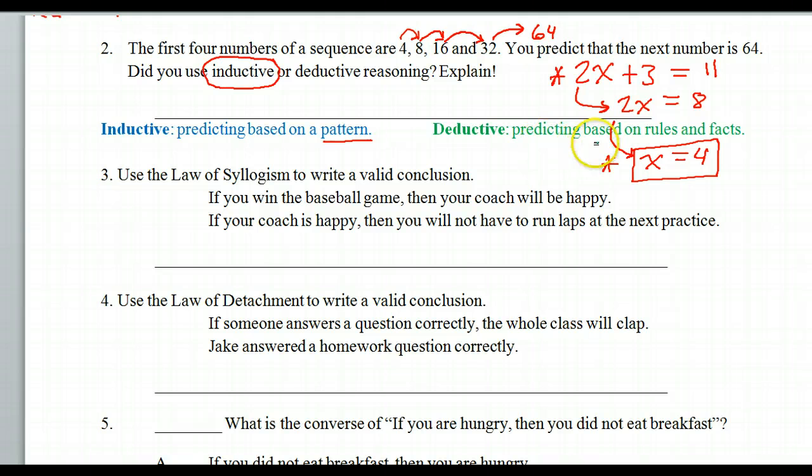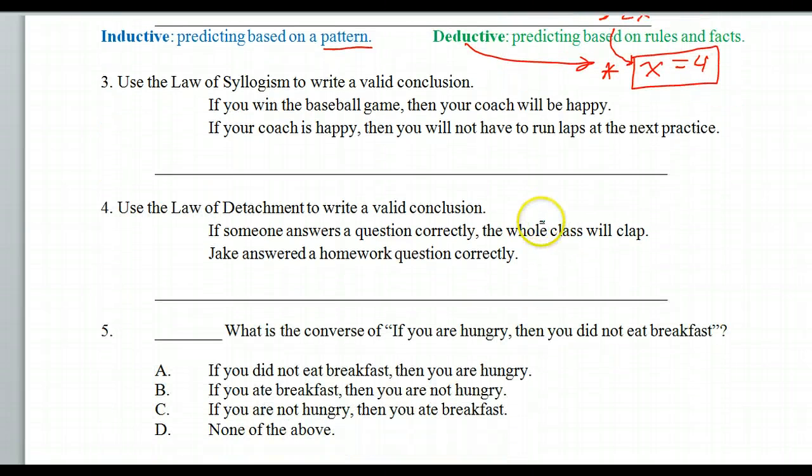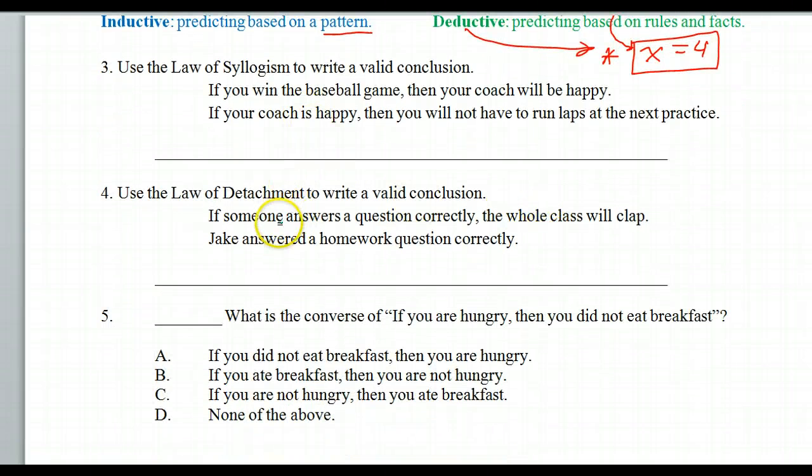So deductive reasoning is based on rules and accepted facts, whereas inductive reasoning is you're sort of making an educated guess based on a pattern that you've observed. So that was an example of deductive. Anyway, now moving on to syllogism and detachment.